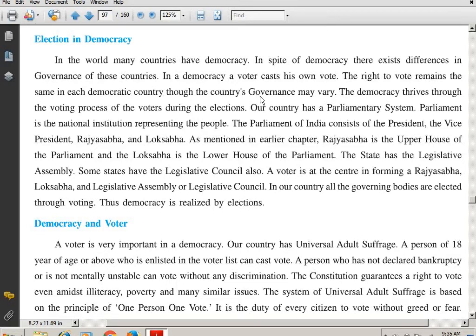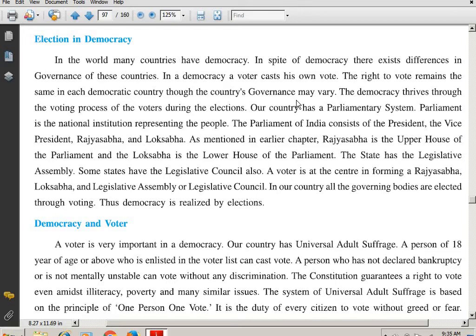In a democracy, a voter casts his own vote. So, of course, we have studied in chapter 8, 9 and all, that in a democracy a voter casts his own vote. He is giving his own vote to whomsoever, whichever party he wants. The right to vote remains the same in each democratic country, though the country's governance may vary.